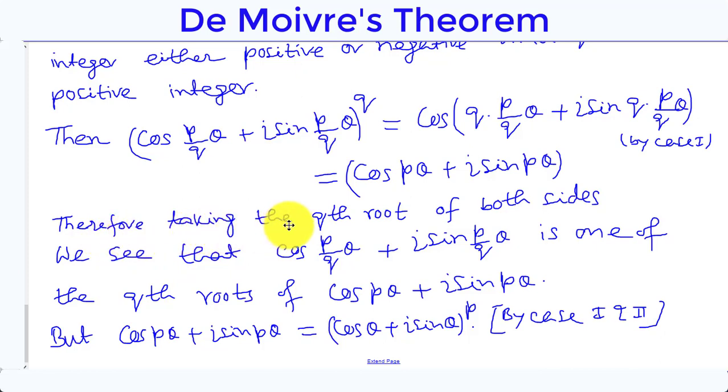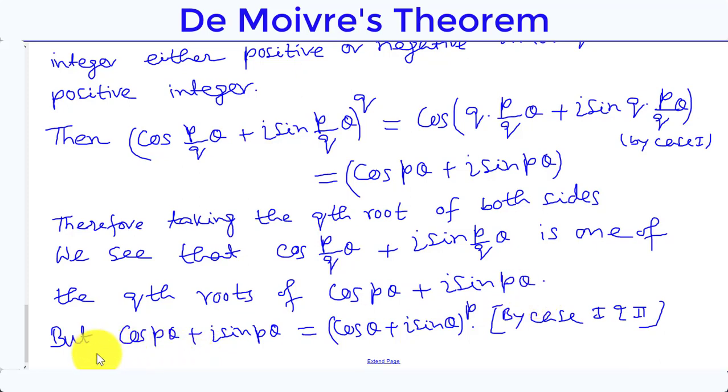Therefore, taking the qth root of both sides, we see that cos(p/q)θ + i sin(p/q)θ is one of the qth roots of cos pθ + i sin pθ.